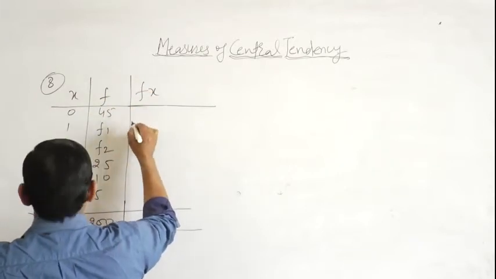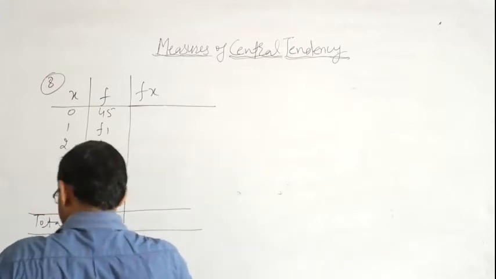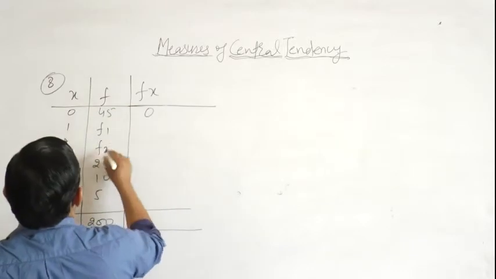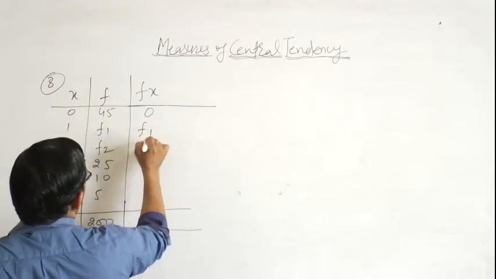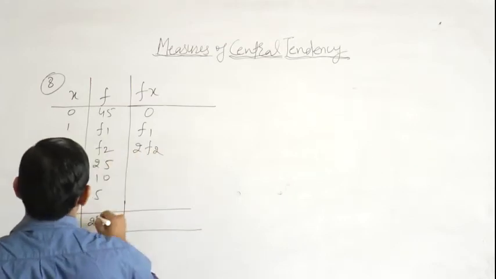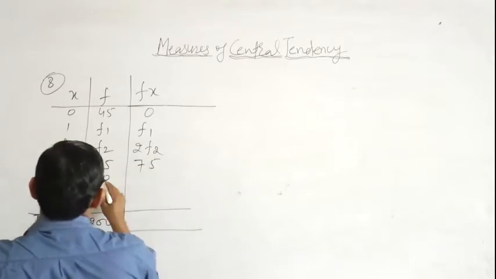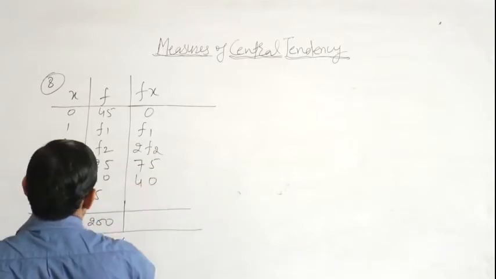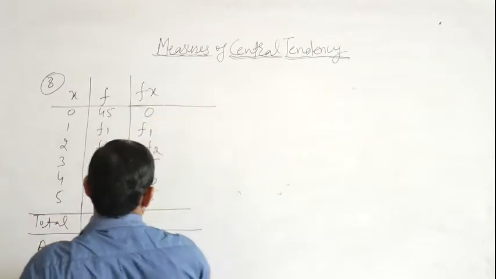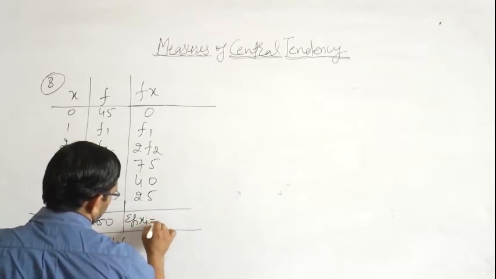45 multiply 0, because first observation is 0 and frequency is 45. f1 multiply 1, that is f1. Then f2 multiply 2 is 2f2. 25 multiply 3 is 75. 10 multiply 4 is 40 and 5 multiply 5 is 25. Sigma fi xi.